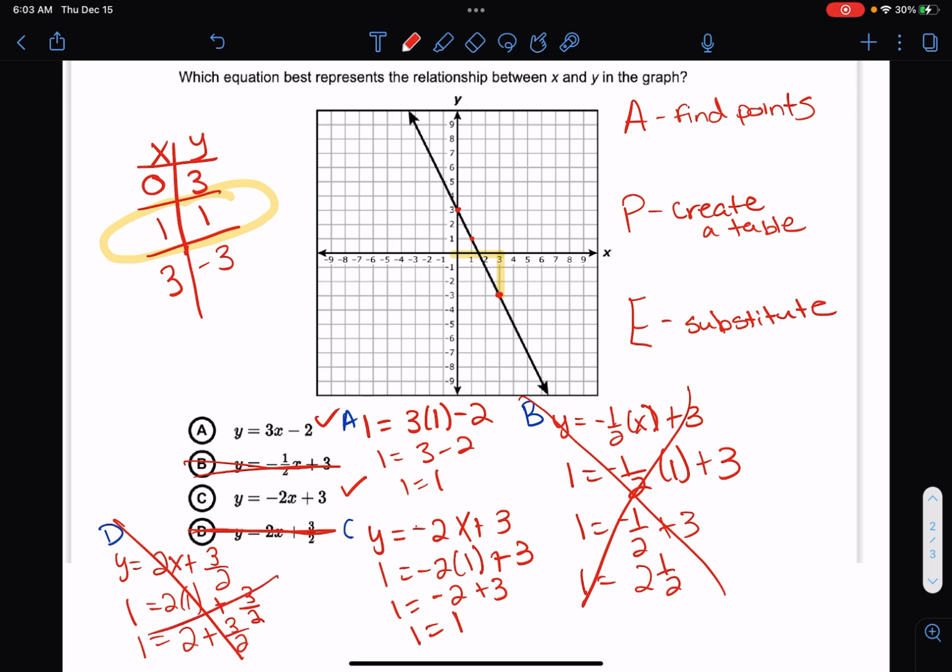So you need to check A or C, and I'm going to tell you to use 3 and negative 3. If you want to use the 0, you can. If you think that's going to be easier, that's fine. So use one of the other 2 sets of numbers to check A and C to see which one's correct. All right?